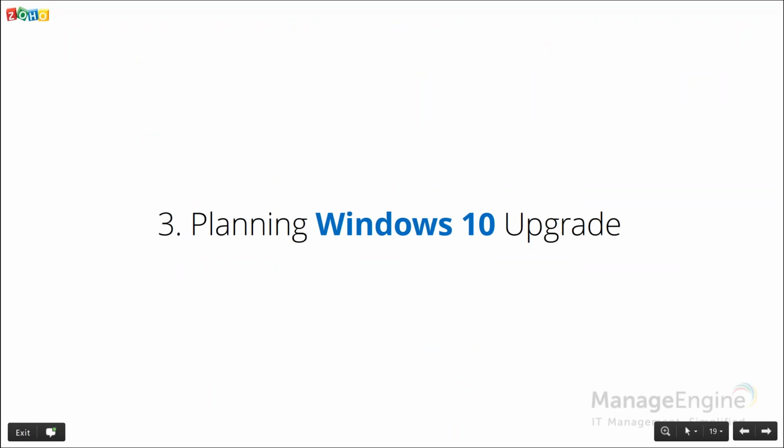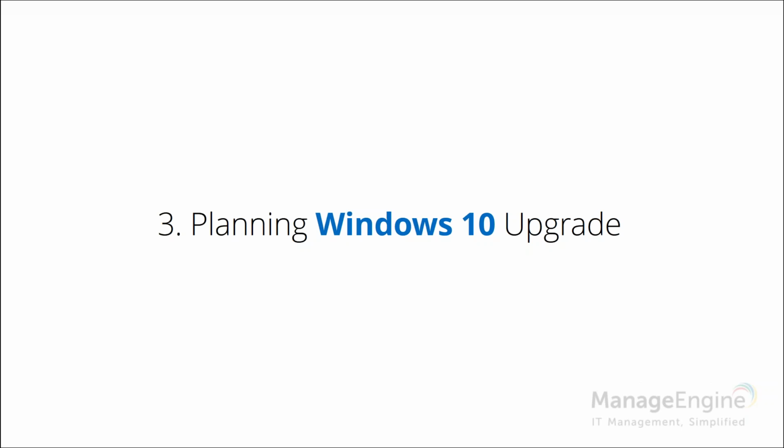Well, in the recent past, most of the machines are getting upgraded from Windows 7 to Windows 8, and Windows 7 and Windows 8 machines are getting upgraded to Windows 10. So in this situation, how are we going to plan this Windows 10 upgrade using Desktop Central? Obviously, Desktop Central cannot upgrade. However, we can check the requirements of a Windows 7 or Windows 8 machine, whether it's eligible to get upgraded to Windows 10 or not.